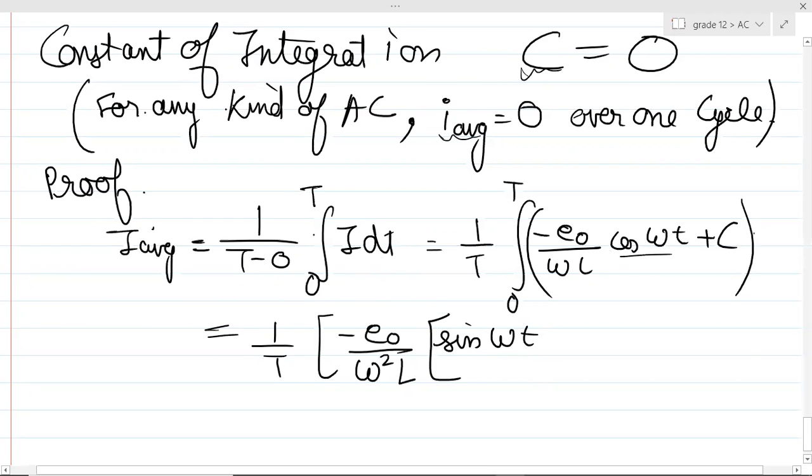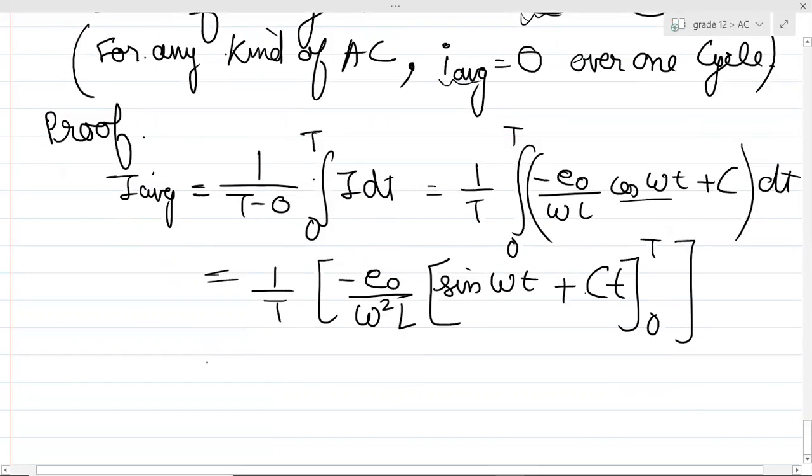oh sorry, there is a C as well, no? So plus Ct, limits will be from 0. This constant C into dt gives C into t, and the limits apply to this and this. So I can write this thing as 1 by t. Do you remember this? When you put this limit over here, this value will come 0. This will go 0 minus 0, right? Sin omega t, we are putting the limits 0 and 0. Yes or no, guys?